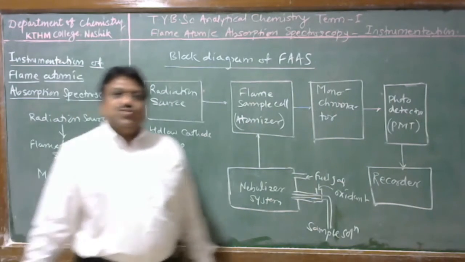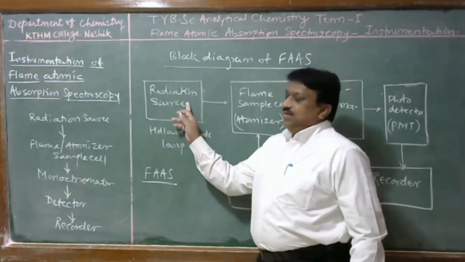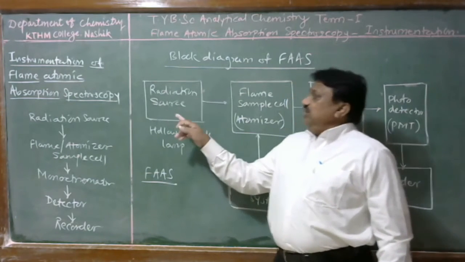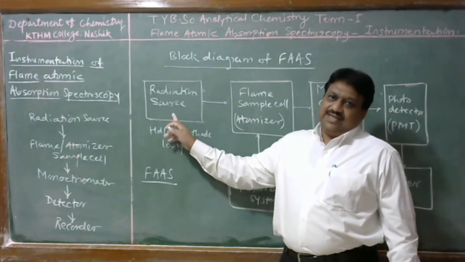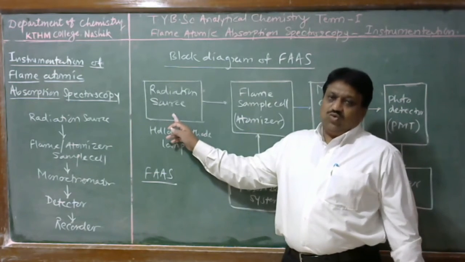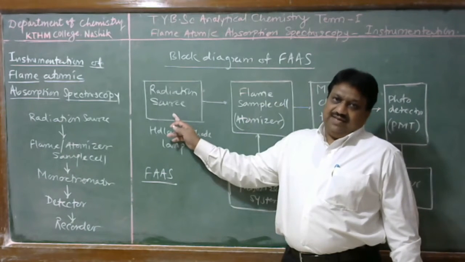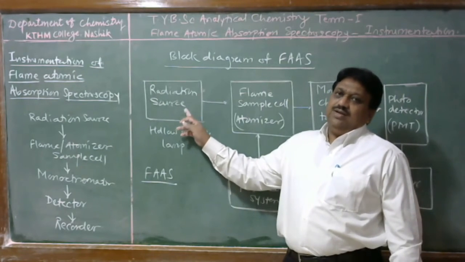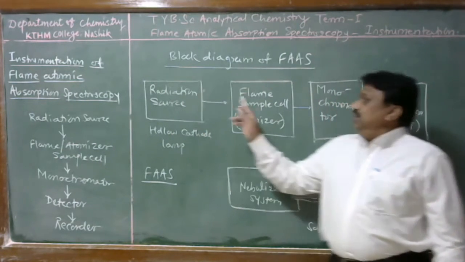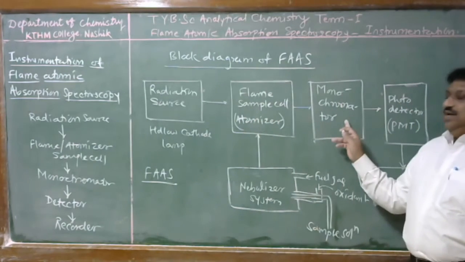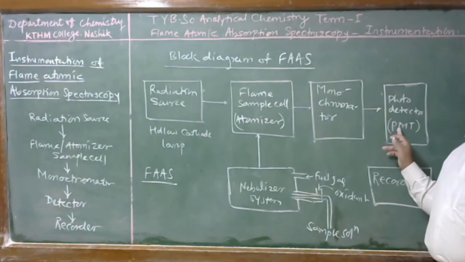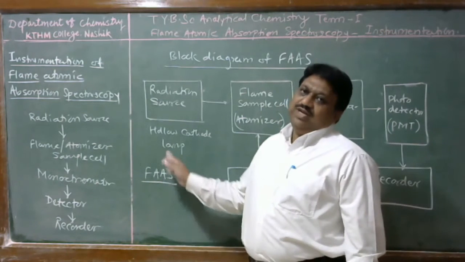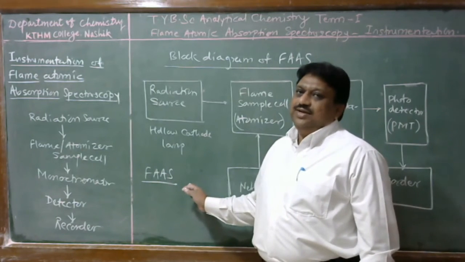Now if we compare the instrumentation of flame atomic absorption spectrophotometer with a molecular absorption spectrophotometer, in molecular absorption spectrophotometer, first of all there is a radiation source, then a monochromatic system, after that the sample cell, then the detector and recorder. In flame atomic absorption spectrophotometer, first of all there is a radiation source, then the sample cell, then a monochromator, then a photodetector, and finally a recorder. In this way the instrument of flame atomic absorption spectrophotometer is constructed.